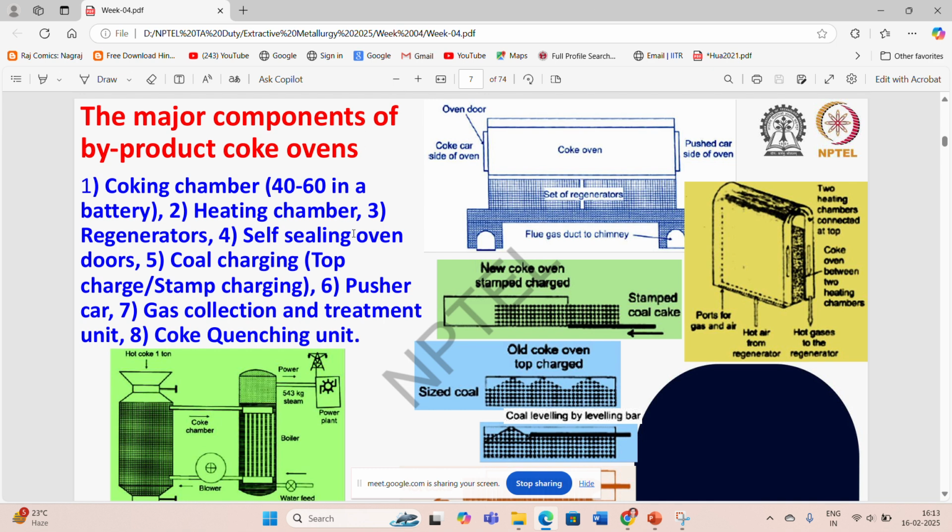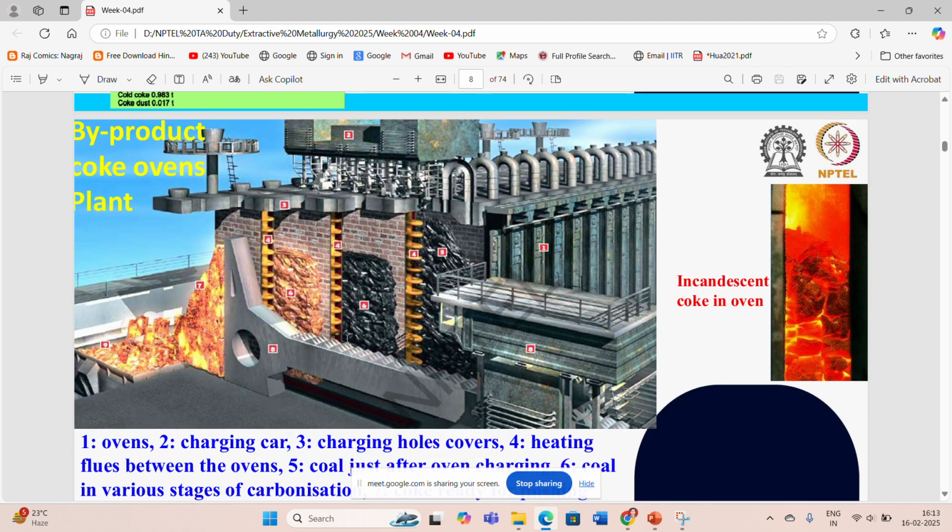Then self-sealing oven doors, coal charging from top charge or stamp charging can be there. Then pusher car, gas collection and treatment unit, and then at last the coke quenching unit.